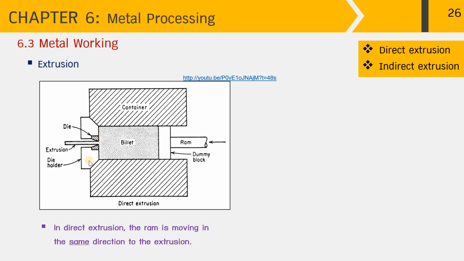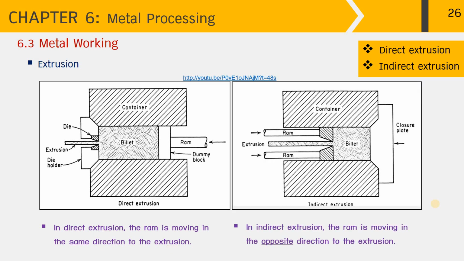The die is placed with the die opening having a cross-section similar to that of the extrusion. The die is attached to the die holder. Both die and die holder must be strong and tough in order to resist the billet flow as a result of ram movement during extrusion. The ram is forced in the horizontal direction to push forward the billet to flow through the die opening to make the extrusion. So, for direct extrusion, the ram is moving in the same direction as the extrusion.